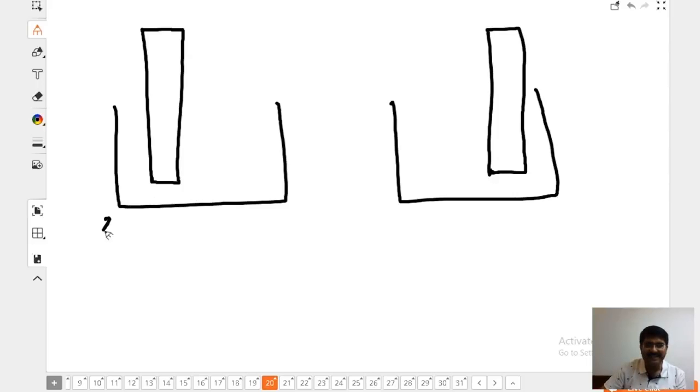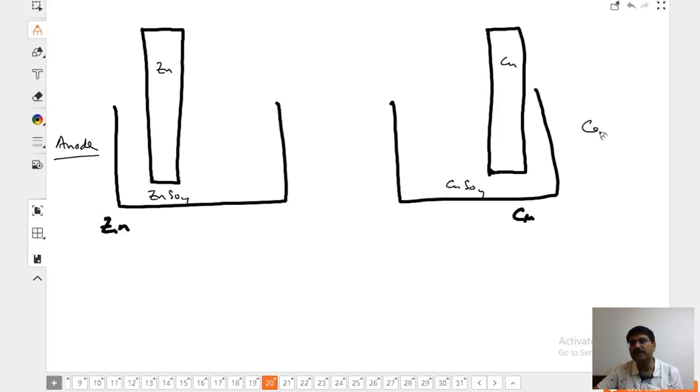zinc. Here we have zinc. Here we have the copper half cell. So this is a zinc electrode, and this is dipped in zinc sulfate. This is the copper electrode, and this is dipped in copper sulfate. Correct? As you know, this is going to be the anode and this is going to be the cathode.